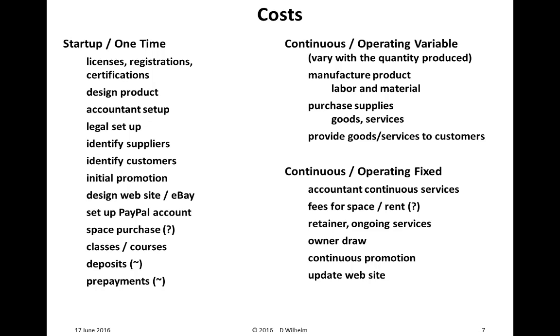The continuous operating fixed costs: accountant, continuous services, fees for space or rent, retainer for ongoing services, the owner draw, continuous promotion of the product, updating the website. All these are fixed costs. They may change a bit, but they are independent of the quantity produced, and that's why they are fixed costs.